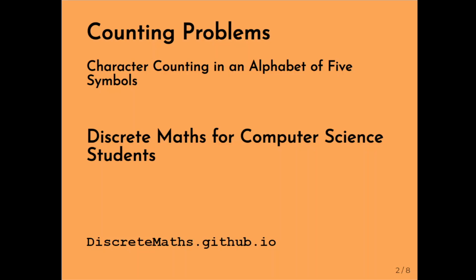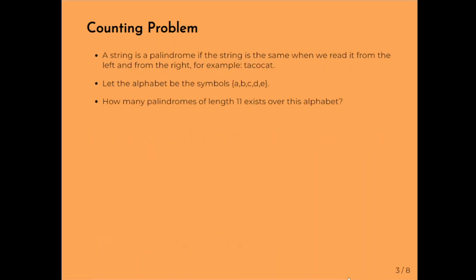Okay, in this question, we're going to look at palindromes. A palindrome is a string that reads the same way forwards as in reverse. So a string is a palindrome if the string is the same when we read it from the left and from the right. For example, taco cat. The first and last characters are T, the second and second last characters are A, the third and third last characters are C, and so on.